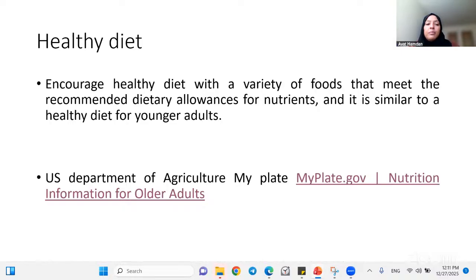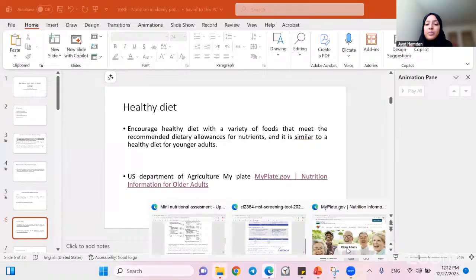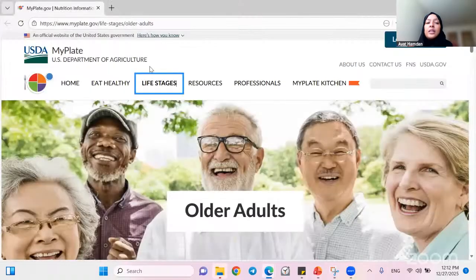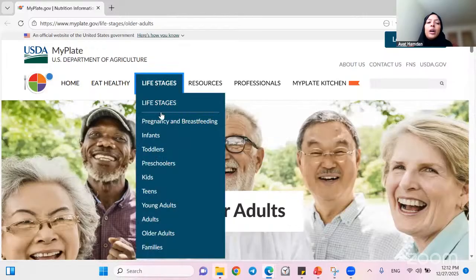If he's maintaining a healthy weight, we just encourage him to take a healthy diet. A healthy diet is basically taking a variety of foods that meets the recommended dietary allowance for nutrients. It is very similar to the healthy diet of a younger adult. There is a website that can help. I will just show you one of them. That is the U.S. Department of Agriculture. It's called My Plate. Let me just show you. In this website, there are multiple sections. If you come to life stage, you will find sections for pregnancy and breastfeeding women, infants, toddlers, preschoolers, kids, etc.